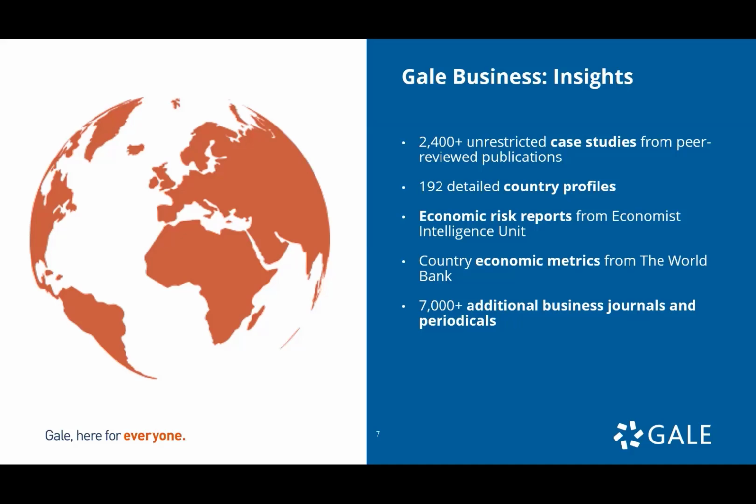So there are over 2,400 unrestricted case studies from various peer-reviewed publications, which are wonderful to integrate into courses for discussion and assignments. We offer a country profile for all UN-recognized nations. So we have detailed country profiles, economic risk reports from the Economist Intelligence Unit, which is another mainstay in understanding economic risk in the business community. So the EIU reports are very essential. And then we also have country economic metrics from the World Bank, which are wonderful to be able to analyze. You can chart and graph those, and I'll show you how to do that today.